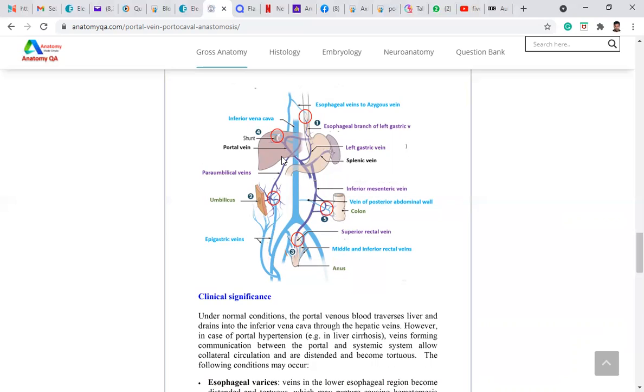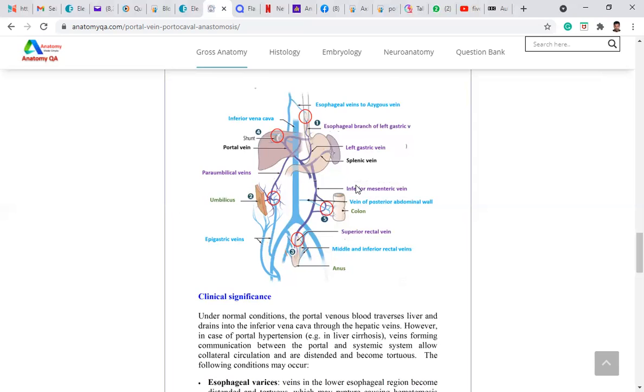But I'll teach more on that one in physiology class when we discuss this topic under physiology. I'll talk more about liver cirrhosis and hepatic encephalopathy. Okay, good. So I think that will be everything you need to know about portocaval anastomosis and portal hypertension.